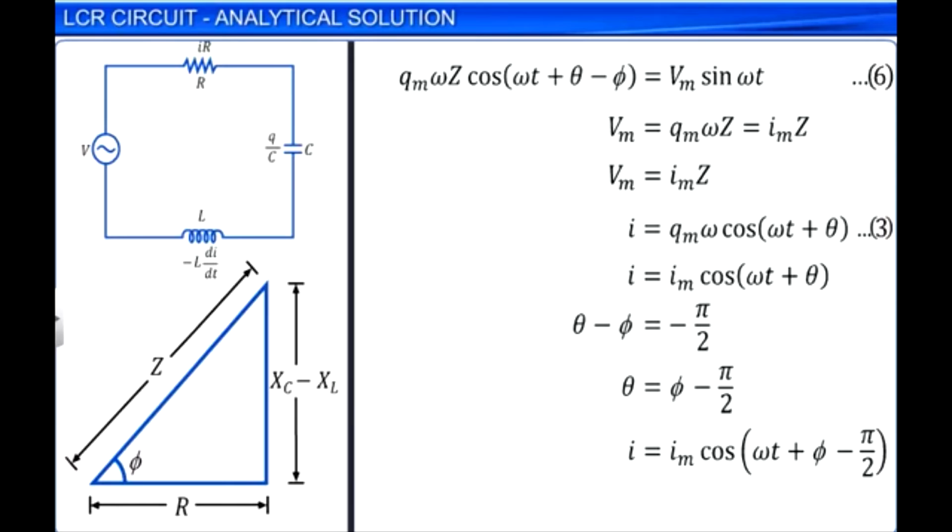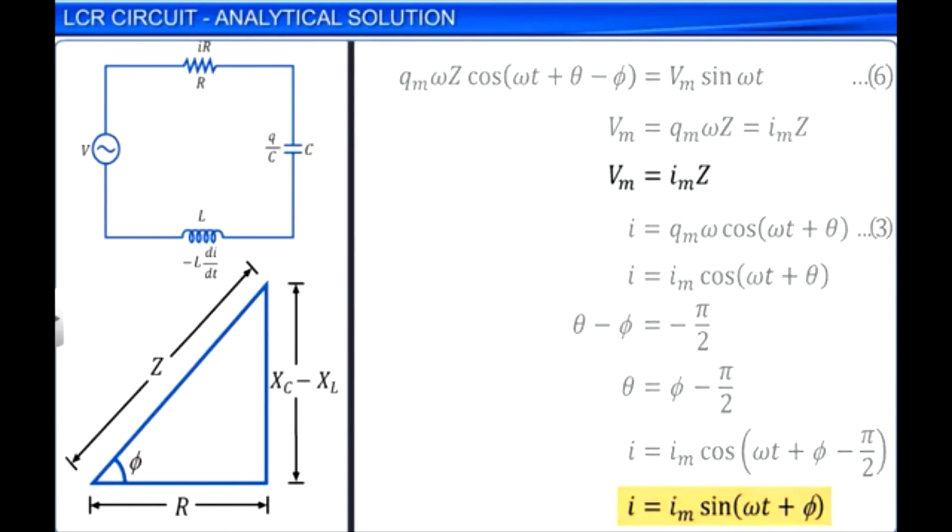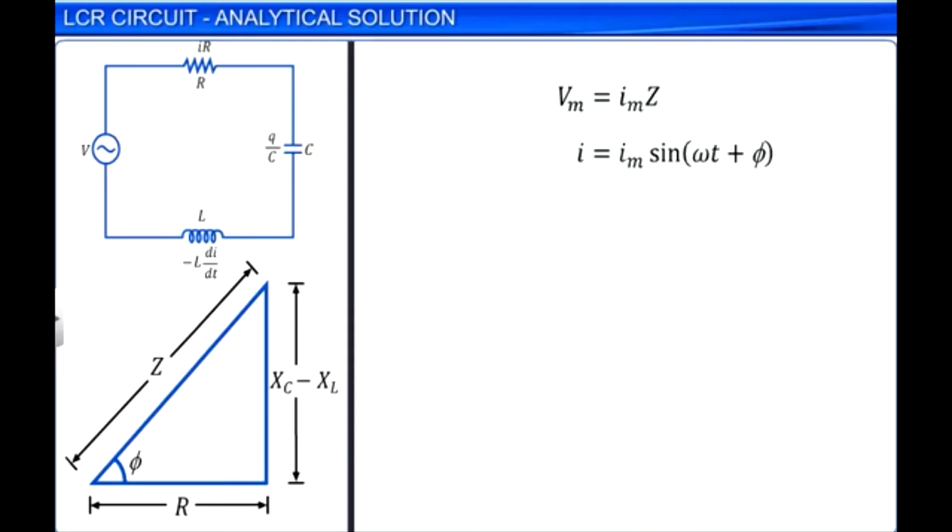To know the maximum value of the current in the LCR circuit, we use the equation for maximum current, Vm equal to Im Z. Substituting the value of the impedance Z, we get Im equal to Vm by under root of R² plus (Xc minus XL)².